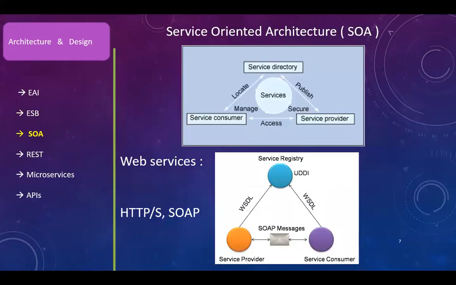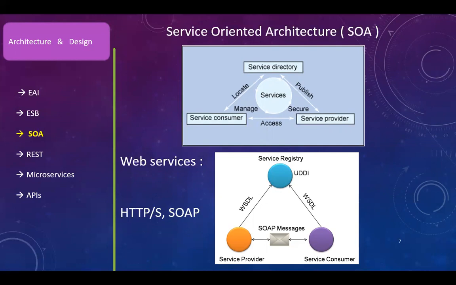Next, we had the service-oriented architecture, where we were given the thought of thinking everything in terms of services: the concept of service consumer, service provider, and service directory. This was the core of service-oriented architecture. At the same time, web services were really popularized by Microsoft, using HTTP as the protocol and SOAP as the data format. This was also widely followed at the time.